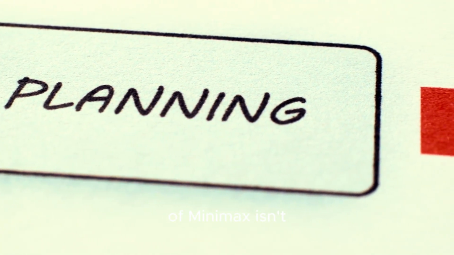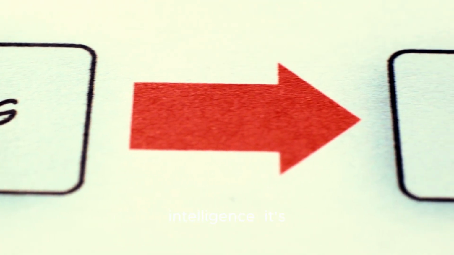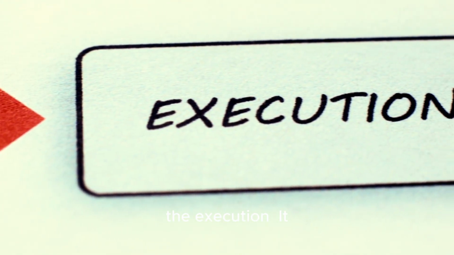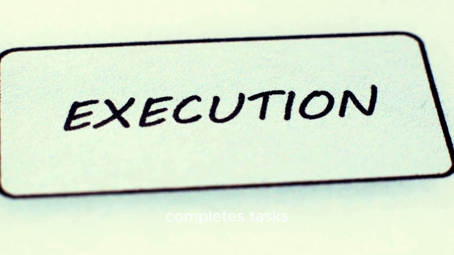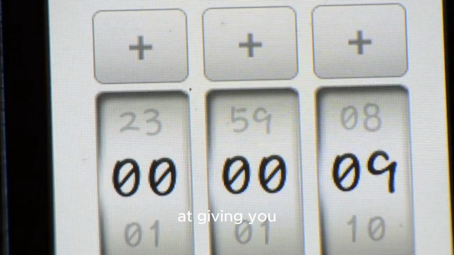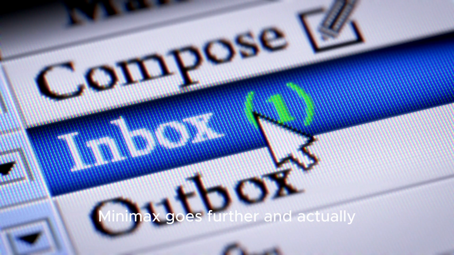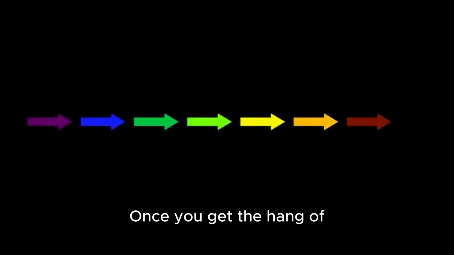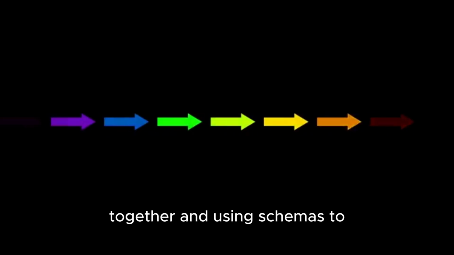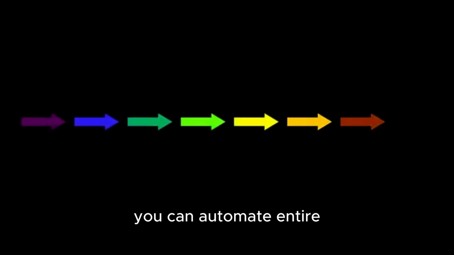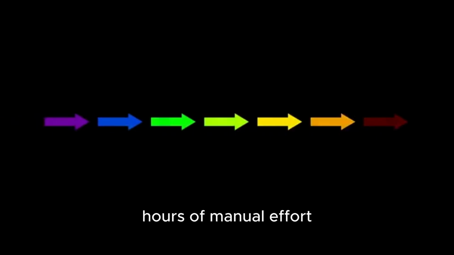The real advantage of Minimax isn't just its intelligence. It's the execution. It reliably follows instructions and completes tasks. Most AI tools stop at giving you answers or generating text. Minimax goes further and actually performs the actions for you. Once you get the hang of chaining tasks together and using schemas to control the output, you can automate entire workflows that used to take you hours of manual effort.